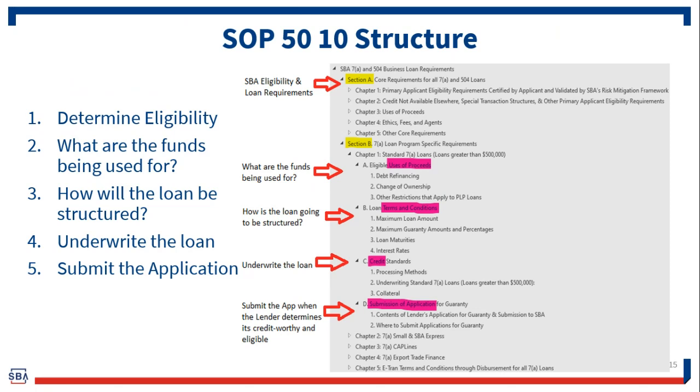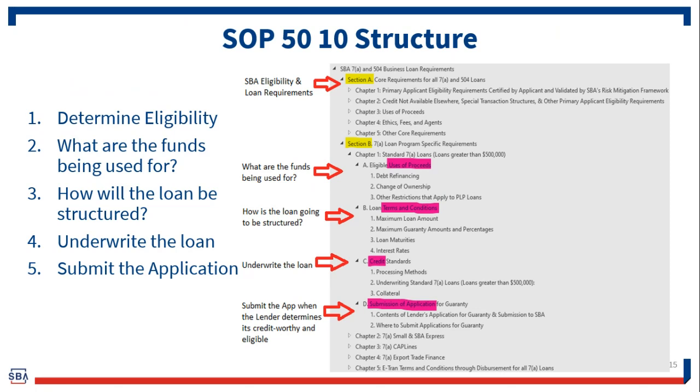During the application process, you may want to first determine if the applicant is eligible for SBA. Second, what are the funds being used for? Third, how will the loan be structured? Fourth, once it's determined that the applicant is SBA eligible, what the funds are being used for, and how the loan will be structured, it's time to move on to underwriting the request. And then fifth, when the lender determines the loan is credit approved, it's time to submit the application for guarantee.